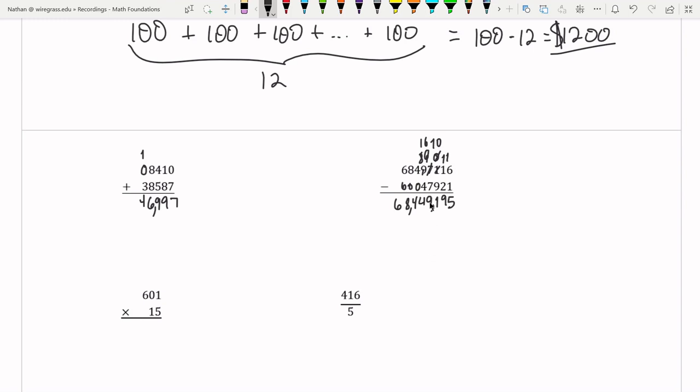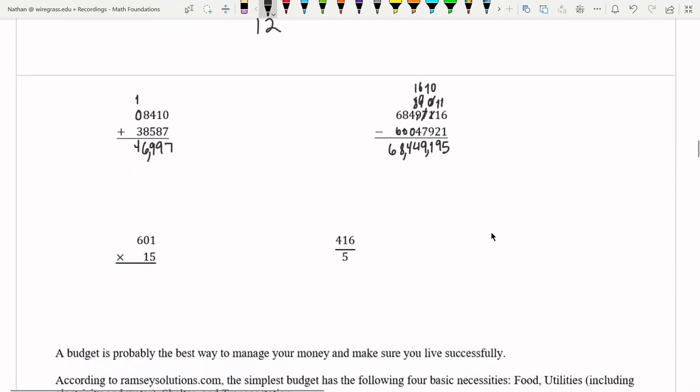68,449,195. So what I'm trying to show you here is that all we're doing is we're just looking at the place values, or borrowing if necessary from higher place values to do the operation. You don't have to do this by hand. You can do it on the calculator. It's much easier to do on a calculator, so I suggest you do that.